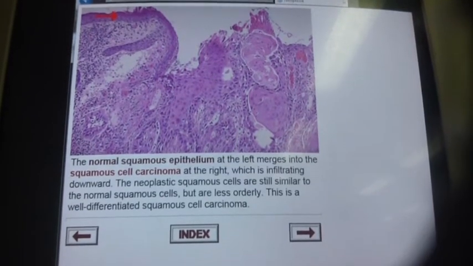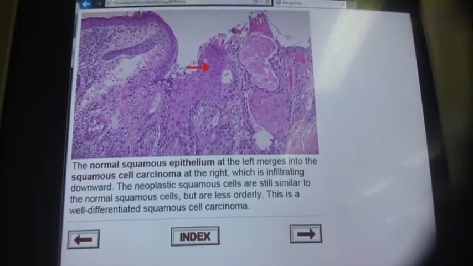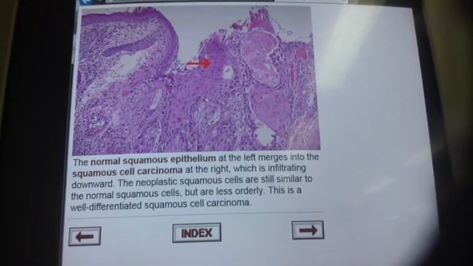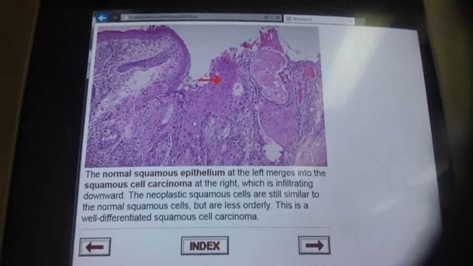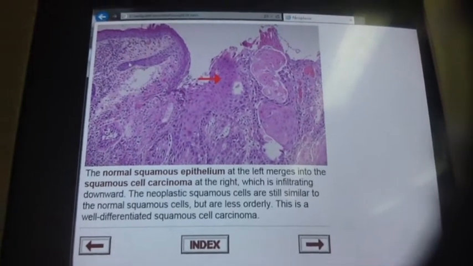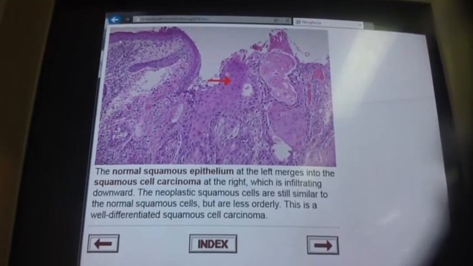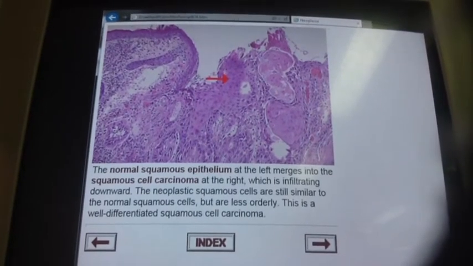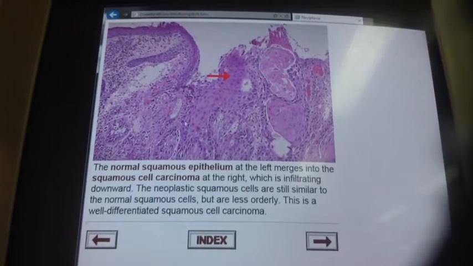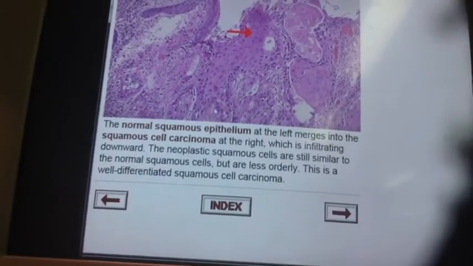While on the right side, we have this well-differentiated squamous cell carcinoma. We call it a tumor because we have invasion toward the underlying stroma. We have a basement membrane here on the left side. This is the squamous epithelium, and this is the basement membrane. The basement membrane separates the epithelium from the underlying stroma, while on the right side we can't identify the basement membrane. The tumor is already invading into the underlying stroma.